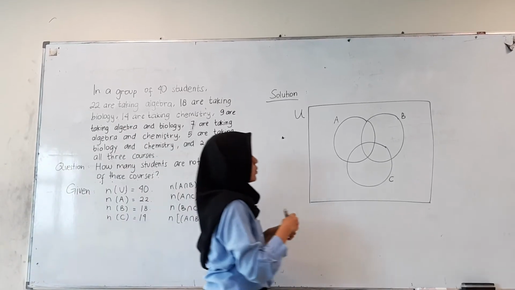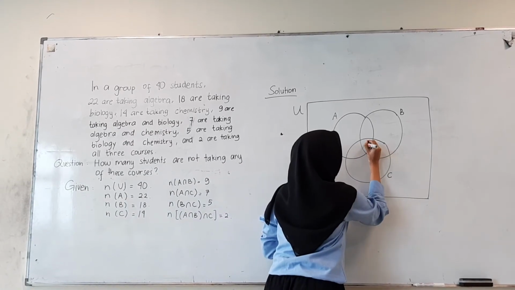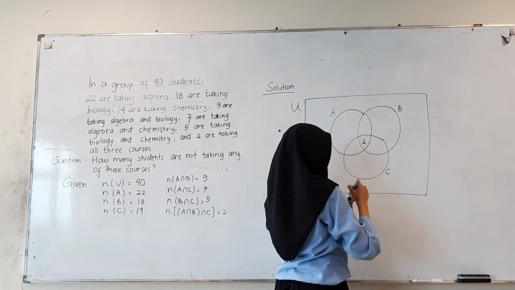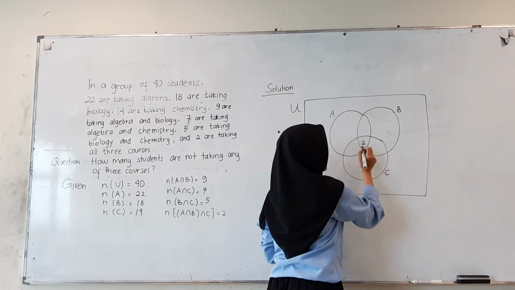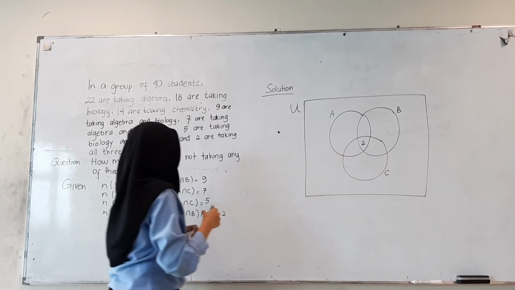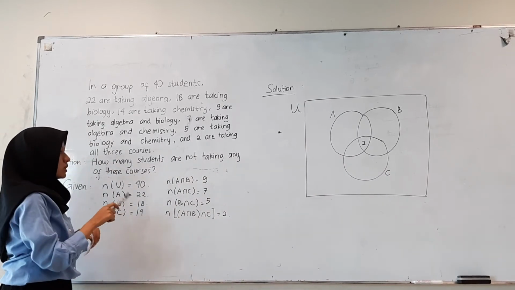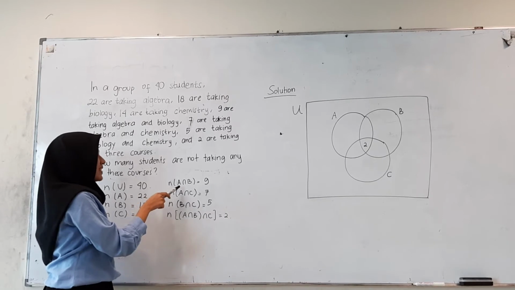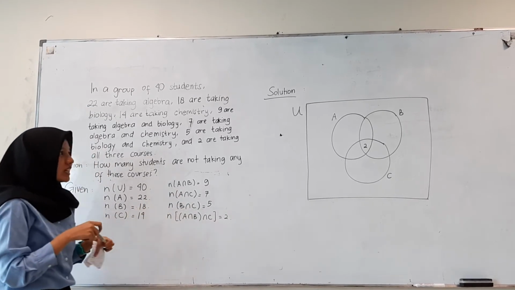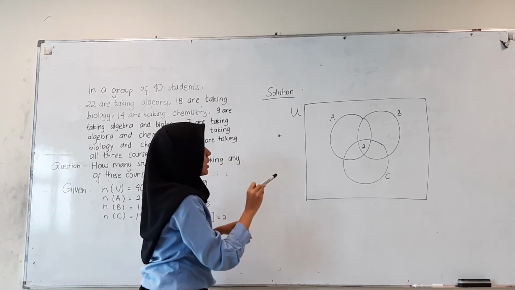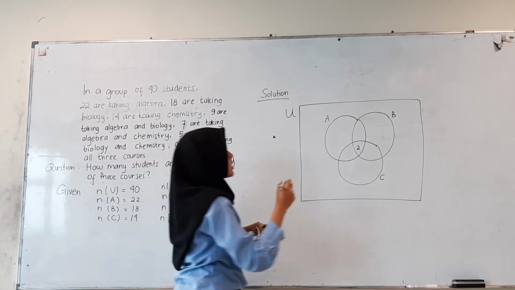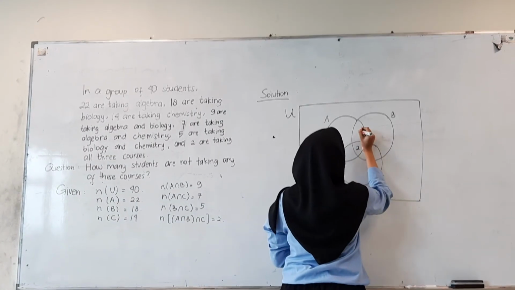So we have to fill this middle, the little triangle here, with 2 students. And then we got some intersections. The first is the number of set A intersection B is 9, but 2 is accounted for. So that means we have 7 students in here.